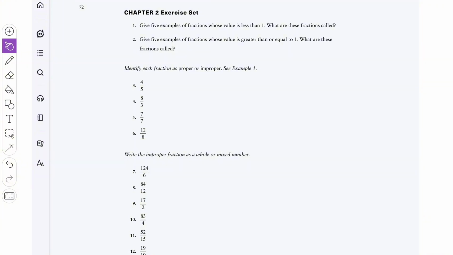Okay, so bear with me. This program is a wonderful program, but sometimes it doesn't move around as nicely as I would like it to. But I'm just going to do certain problems.